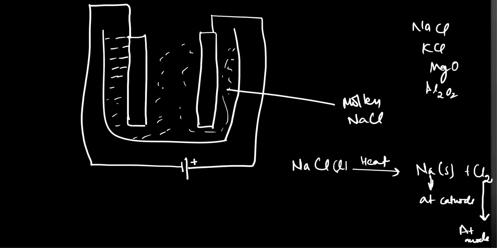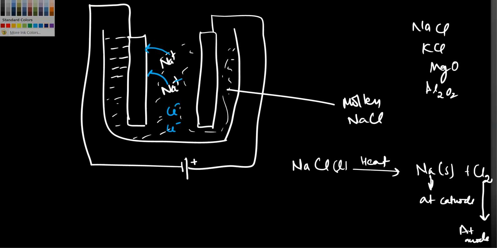Let me explain. If this is Na positive ion, and another one is Cl minus ion, what is going to happen? This Na will move towards the negatively charged rod. So this will move here. And these Cl minus ions will move toward this positively charged rod. So what would happen at the anode?